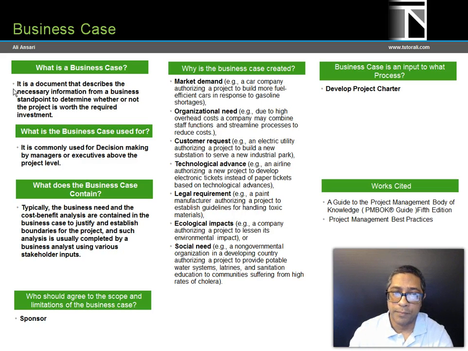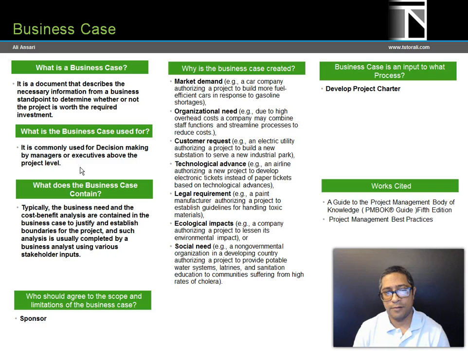Now, what is the business case used for? It is commonly used for decision making by the managers or the executives above the project level. So looking at the business case, they will make a decision as to whether they are going to go ahead with the project or they are going to scrap the project.